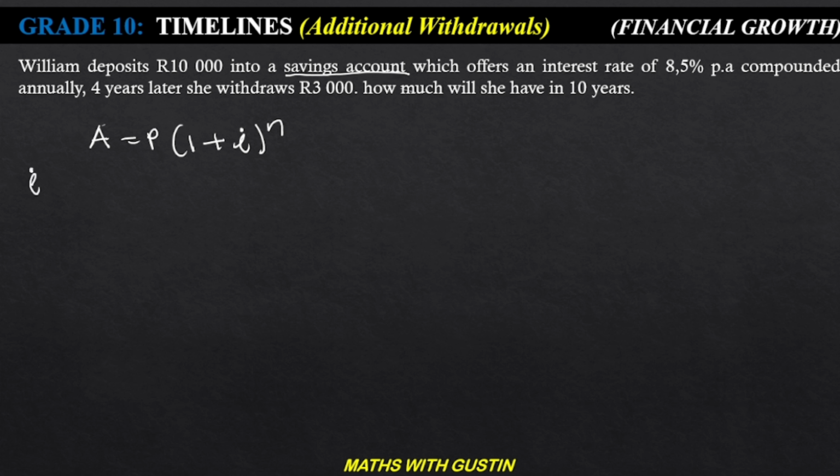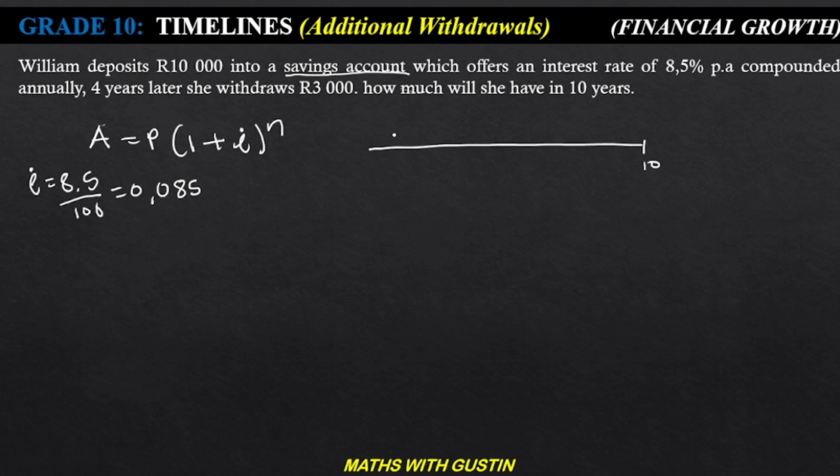All right, so our interest rate would be 8.5 divided by 100, which is 0.085. Then 4 years later she withdraws 3,000, and how much money will she have in 10 years' time? We can see that this is a timeline.